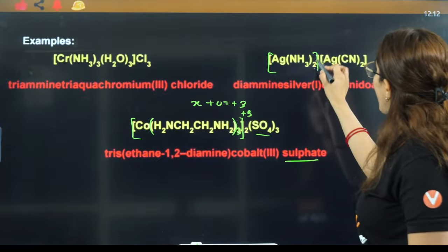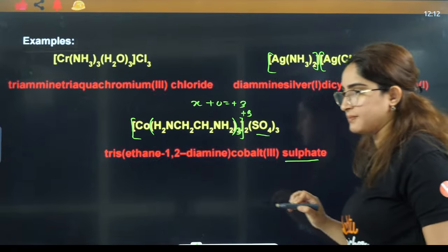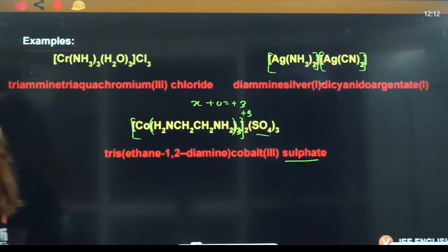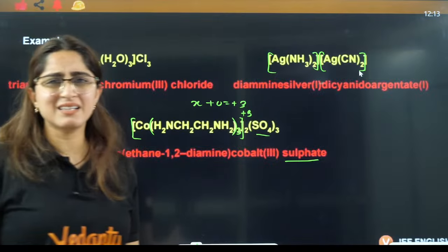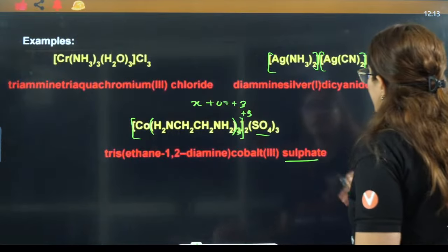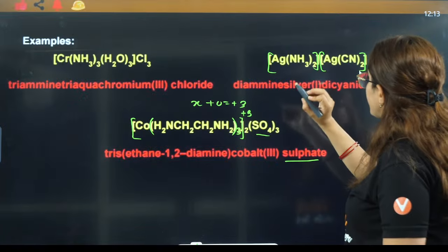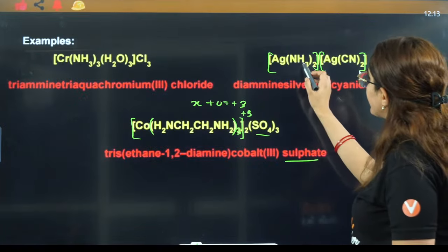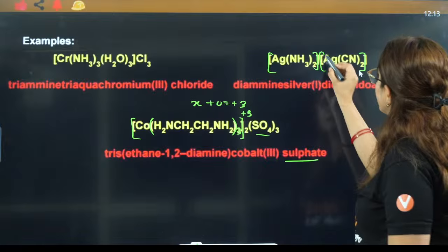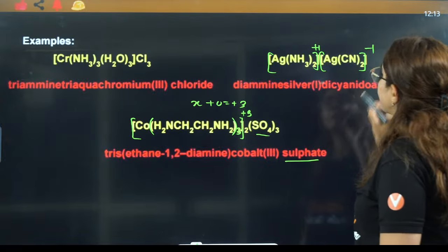This is when you have 2 coordination brackets. In this case, what we will do? We'll have Ag(NH3)2 and Ag(CN)2. So here in this case, firstly I'll write the cation. This will be +1, this will be -1.